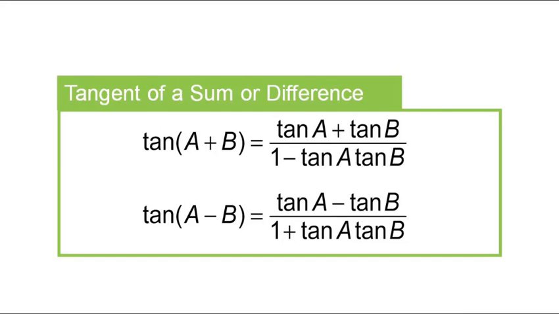Okay, here they both are. Then you can see that just like cosine and sine identities for A plus B and A minus B, these are very similar. If it's tangent of A plus B, you get a plus in the top and a minus in the bottom. If it's tangent of A minus B, you get a minus in the top and a plus in the bottom.